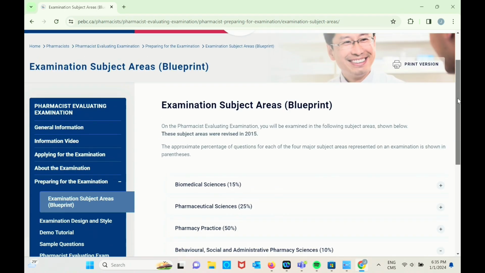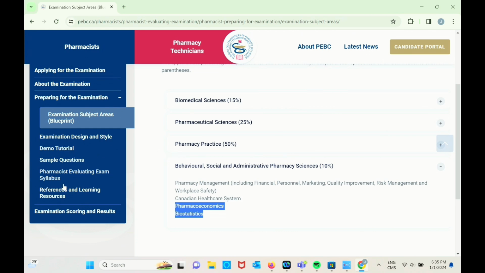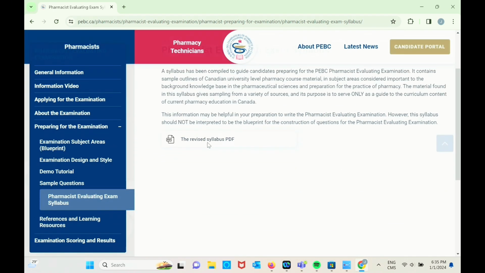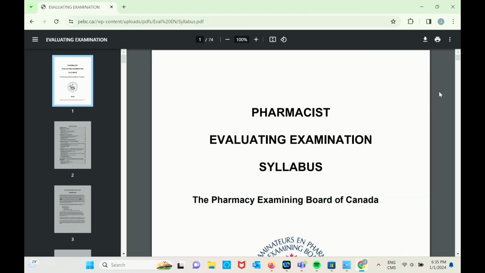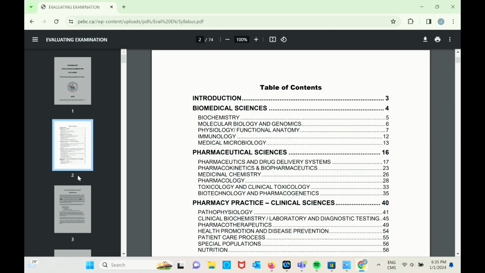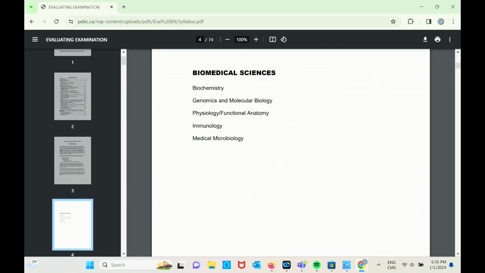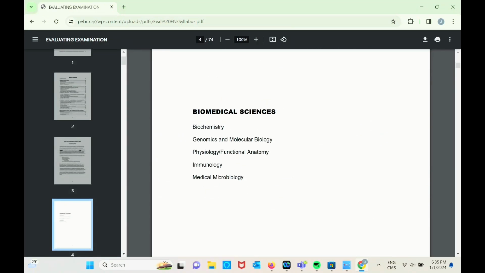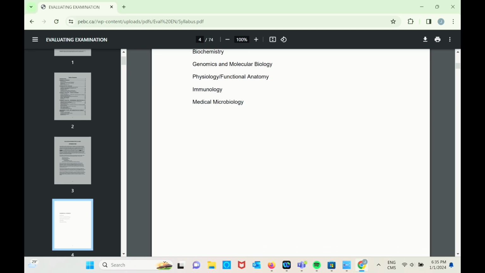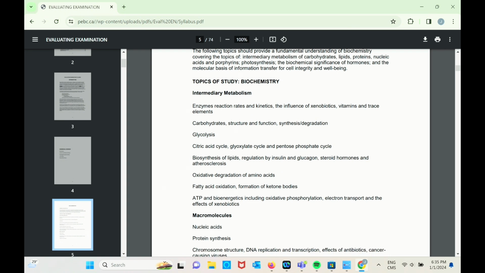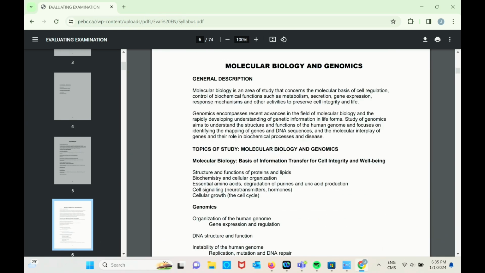And if you want to check the detailed syllabus, the subject areas you saw are again divided into different subtopics. For example, biomedical sciences include biochemistry, genomics, molecular biology, human anatomy and physiology, medical microbiology. If you check under the biochemistry topic, you might see intermediary metabolism, which includes enzyme reactions, carbohydrate structure and function. So it's an elaborated syllabus. If you want to go through it, you can.